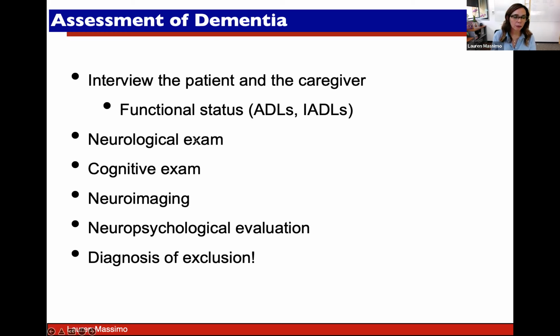A neurological exam, right? So where you can find focal motor symptoms in people like Lewy body disease and in vascular dementia. A cognitive exam, neuroimaging, and we're going to talk about what types of neuroimaging should be ordered. A neuropsychological evaluation is often helpful by a neuropsychologist. And then lastly, the diagnosis of dementia is really a diagnosis of exclusion. And we'll talk about some of the laboratory tests that you can get to rule out things like a B12 deficiency or a problem with the thyroid.